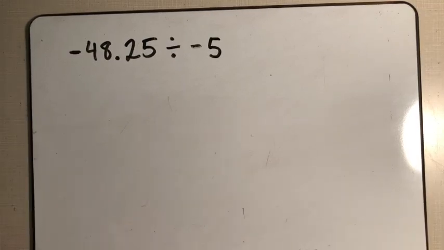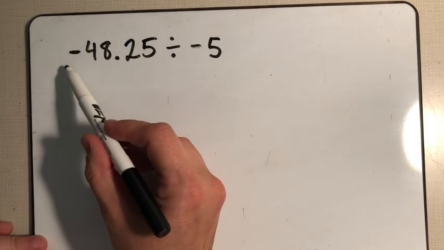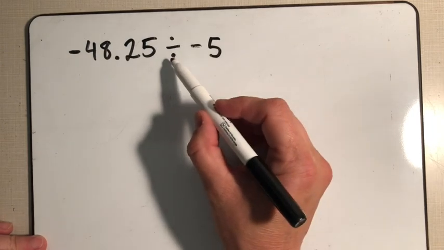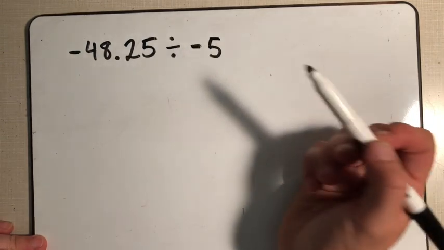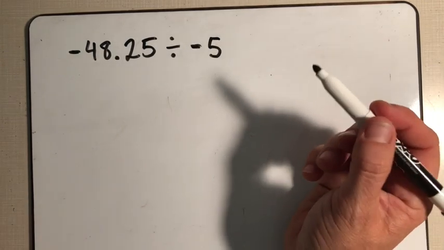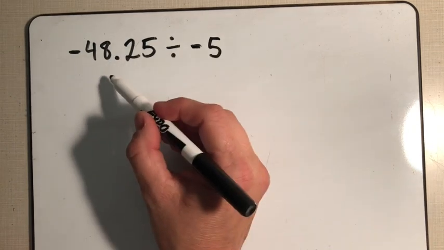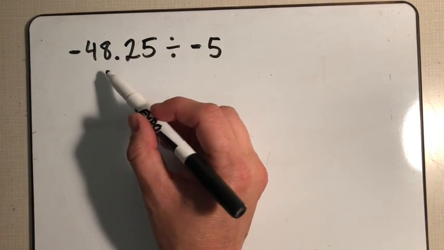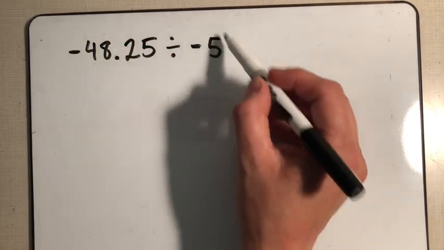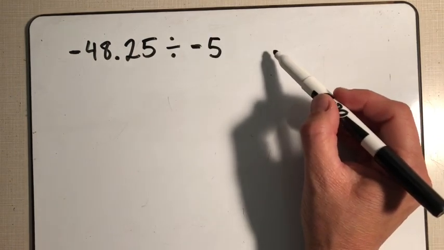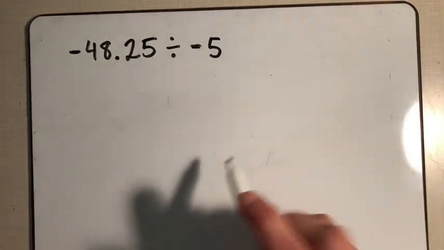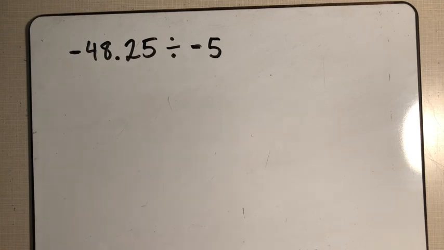Now we are dividing decimal numbers. So I have negative 48.25 divided by negative 5. I'm going to divide the numbers first, but hopefully you can see that a negative divided by a negative is a positive. So my answer is going to be a positive number, so I'm not going to have to worry about the sign at the end.